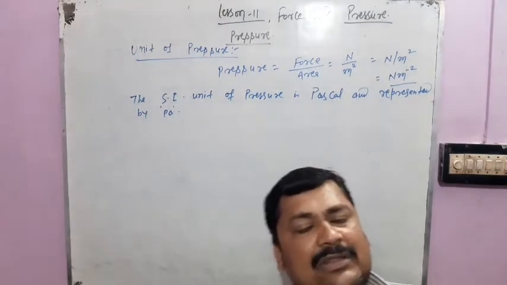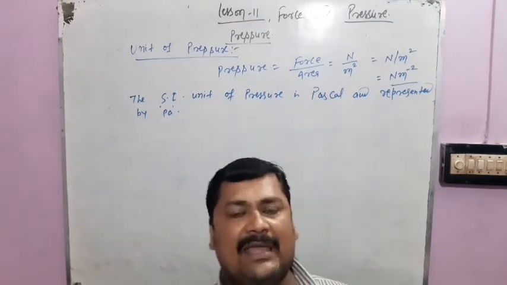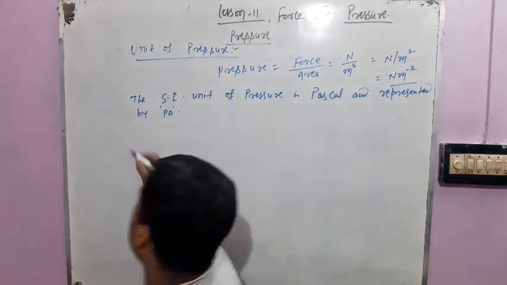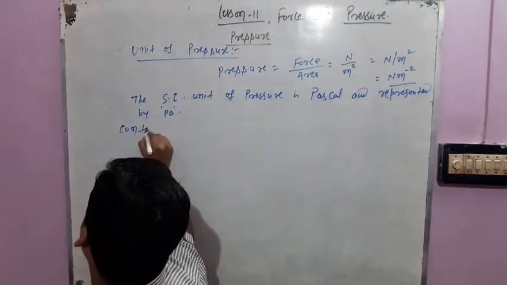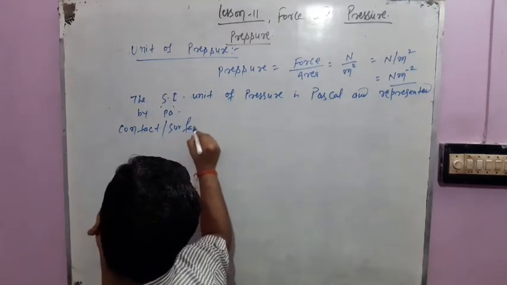Okay, students. Now, on which factor does the pressure depend? So, pressure depends on three things. Contact area. What is contact area? The area over which force is applied is known as contact area. This thing also you have to keep in mind, students. Contact area is also the surface area.